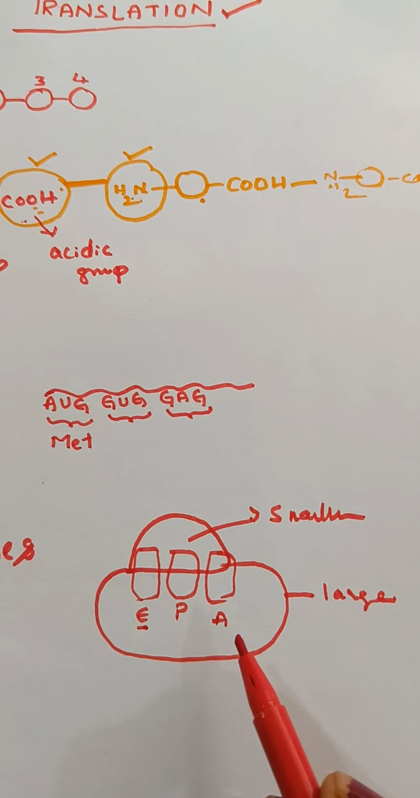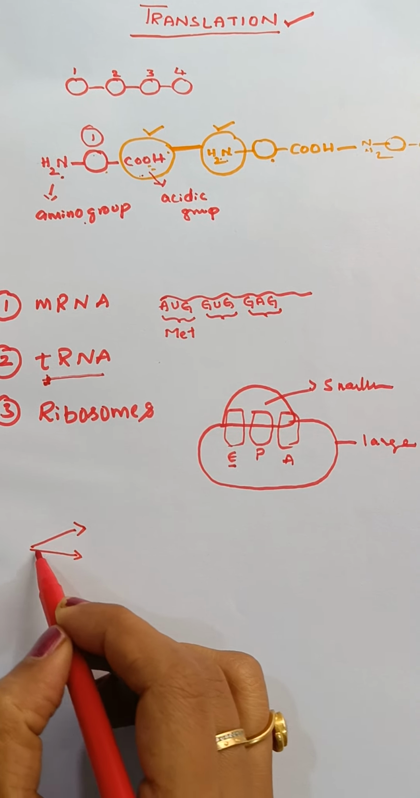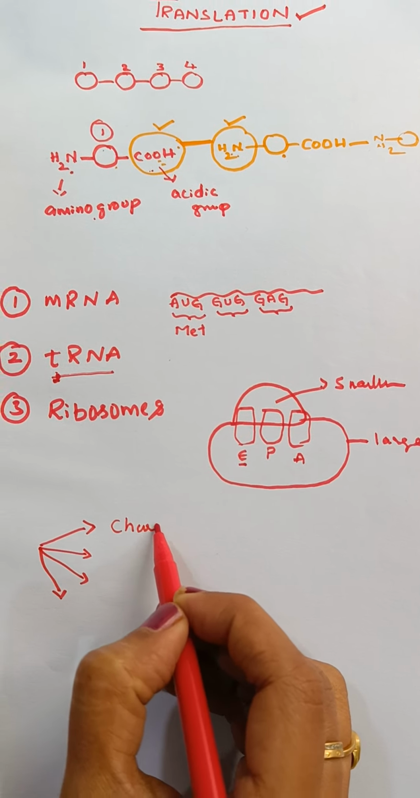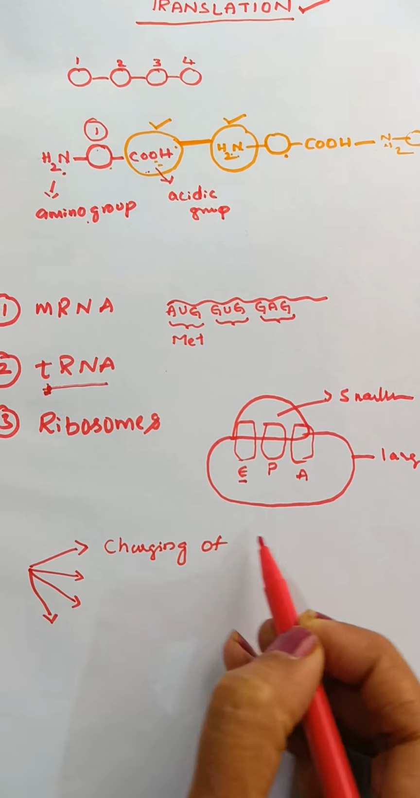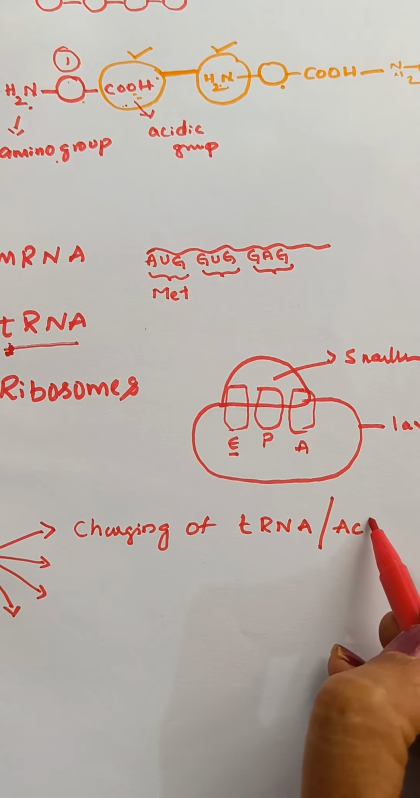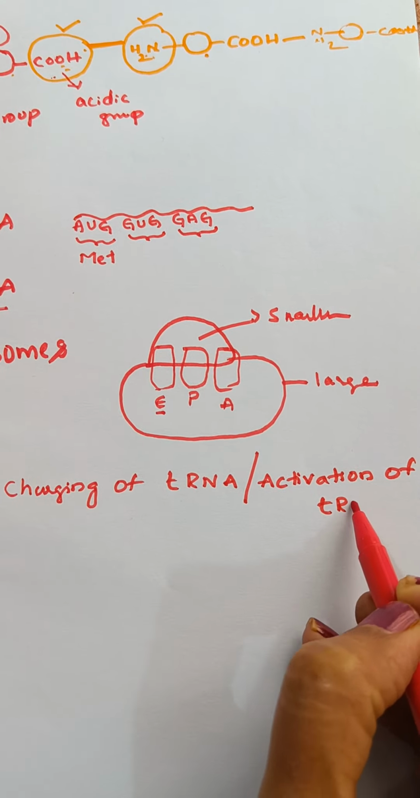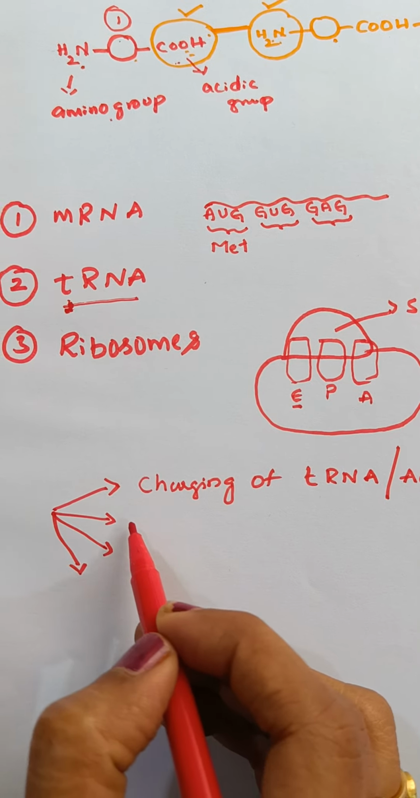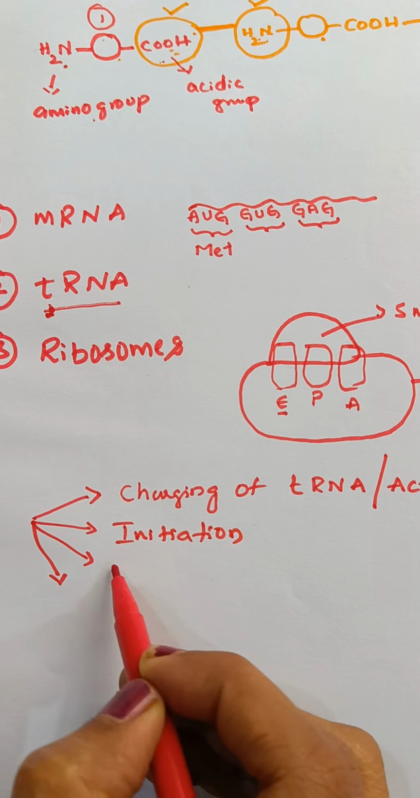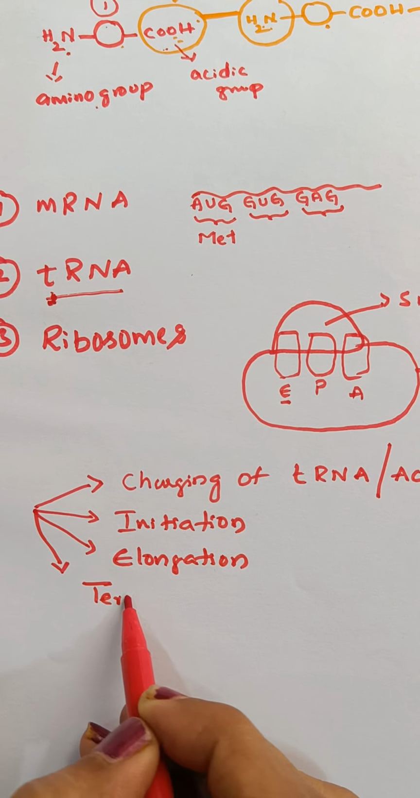of translation. So, this process of translation can be studied about four important headings. The first one is charging of tRNA. You can also call it as activation of tRNA. The second step is initiation. Next is elongation. Next is the termination.